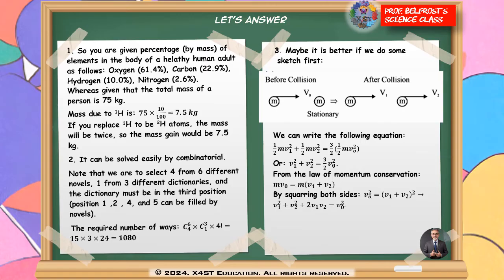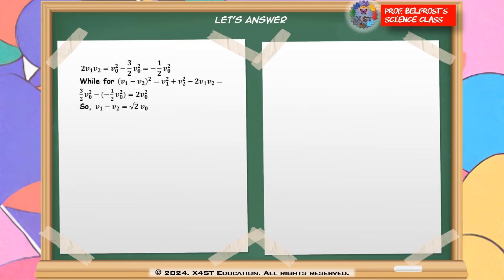v0 squared. And from the law of momentum conservation, you can also write this equation: m v0 equals m v1 plus m v2. By squaring both sides, you get v0 squared equals the sum of v1 and v2 squared. Or it means that v1 squared plus v2 squared plus 2 v1 v2 equals v0 squared.